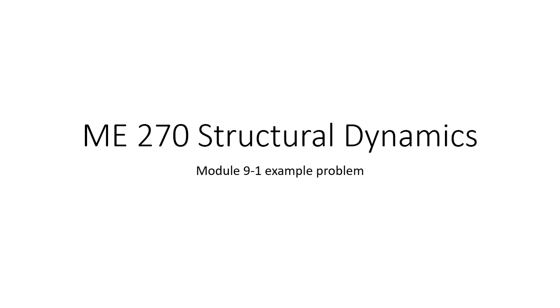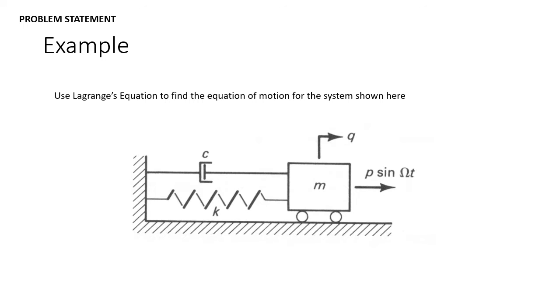So let's start off by taking a look at a relatively simple example problem for Module 9 for ME 270 Structural Dynamics. In this problem, all they want us to do is use Lagrange's equations to find the equation of motion for the system shown here. In the system, we can see we have a mass, a spring, a damper, this distance q, and this external load P times the sine of omega t.